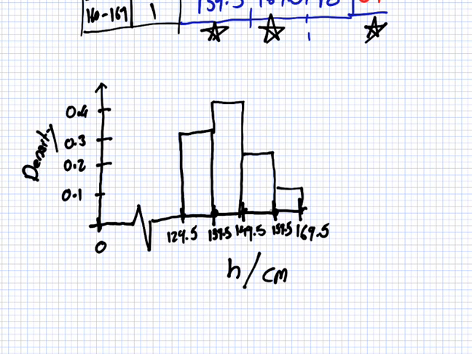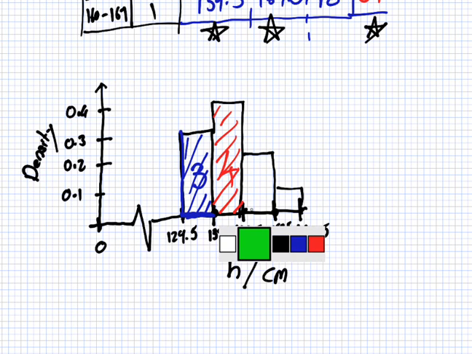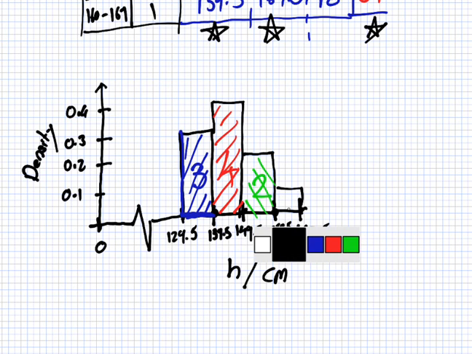Okay. So what I want you to calculate for me is, what is the area of this bar? How big is the base? 10. And what's the height? So what's the area? Which is 3. Now what's the area of this bar? 4. What's the area of this bar? 2. And what's the area of this bar? 1. Have we seen these numbers before? Yes. What are they?